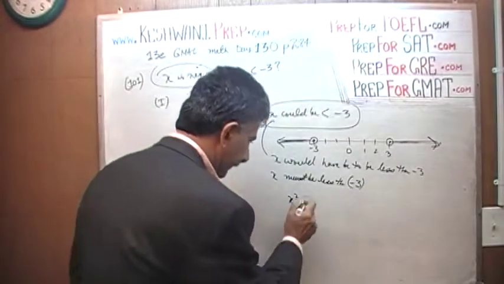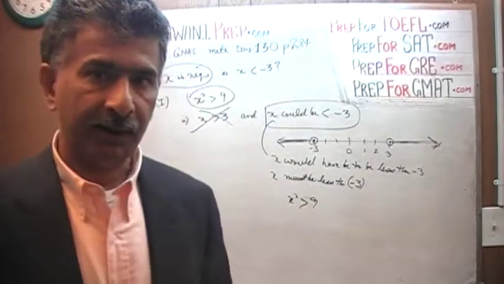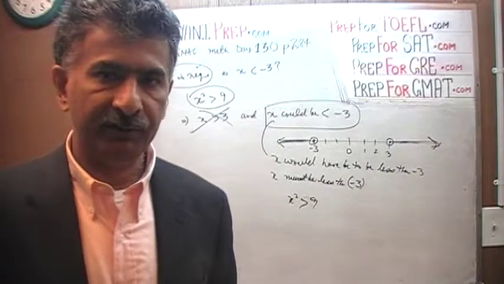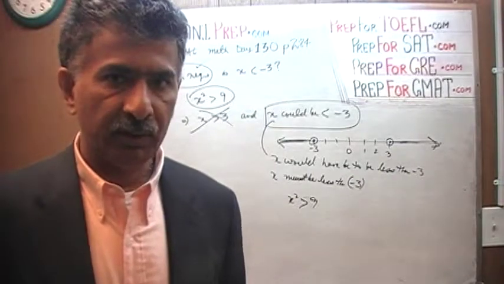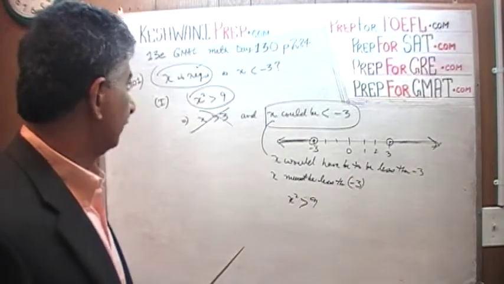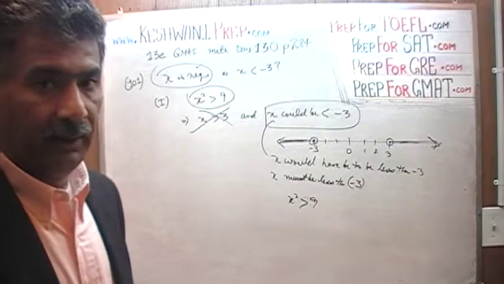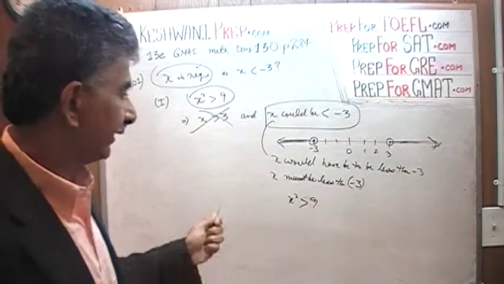X would have to be less than negative 3, and when you square something that is less than negative 3, like negative 4 or negative 3.5 or negative 5, it becomes a positive quantity, something more than 9. So the first statement does the job. We are able to answer the question. The question was, is x less than negative 3? The answer is yes.